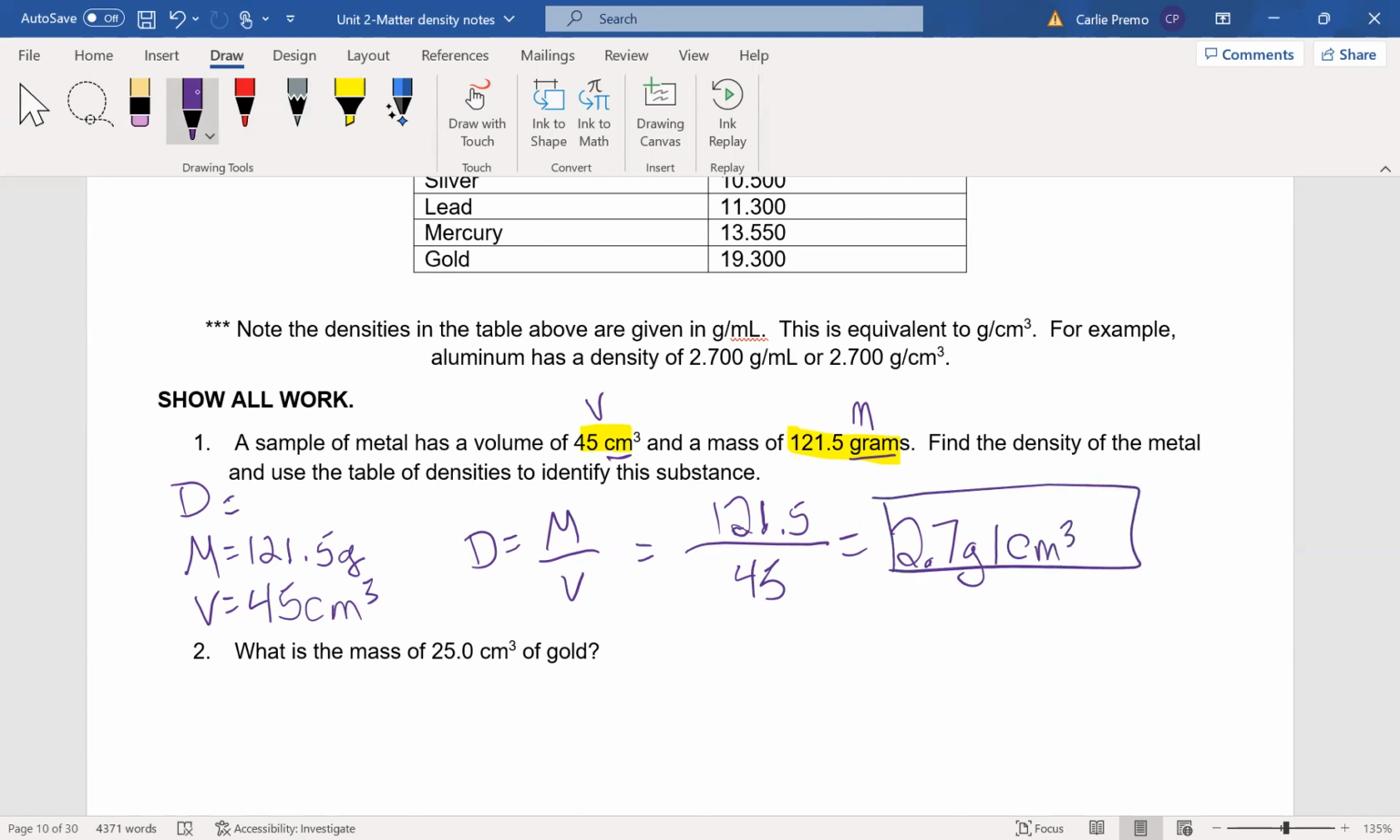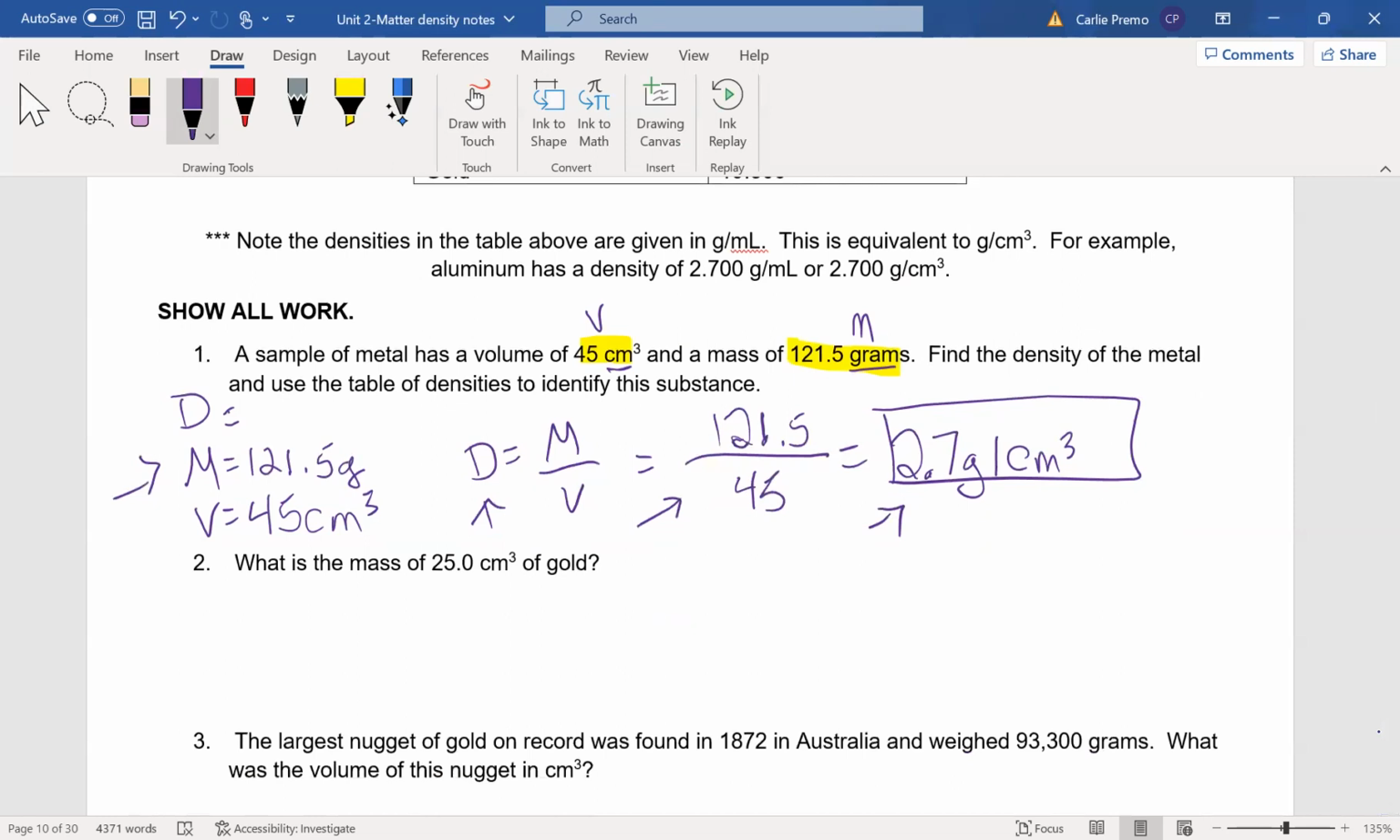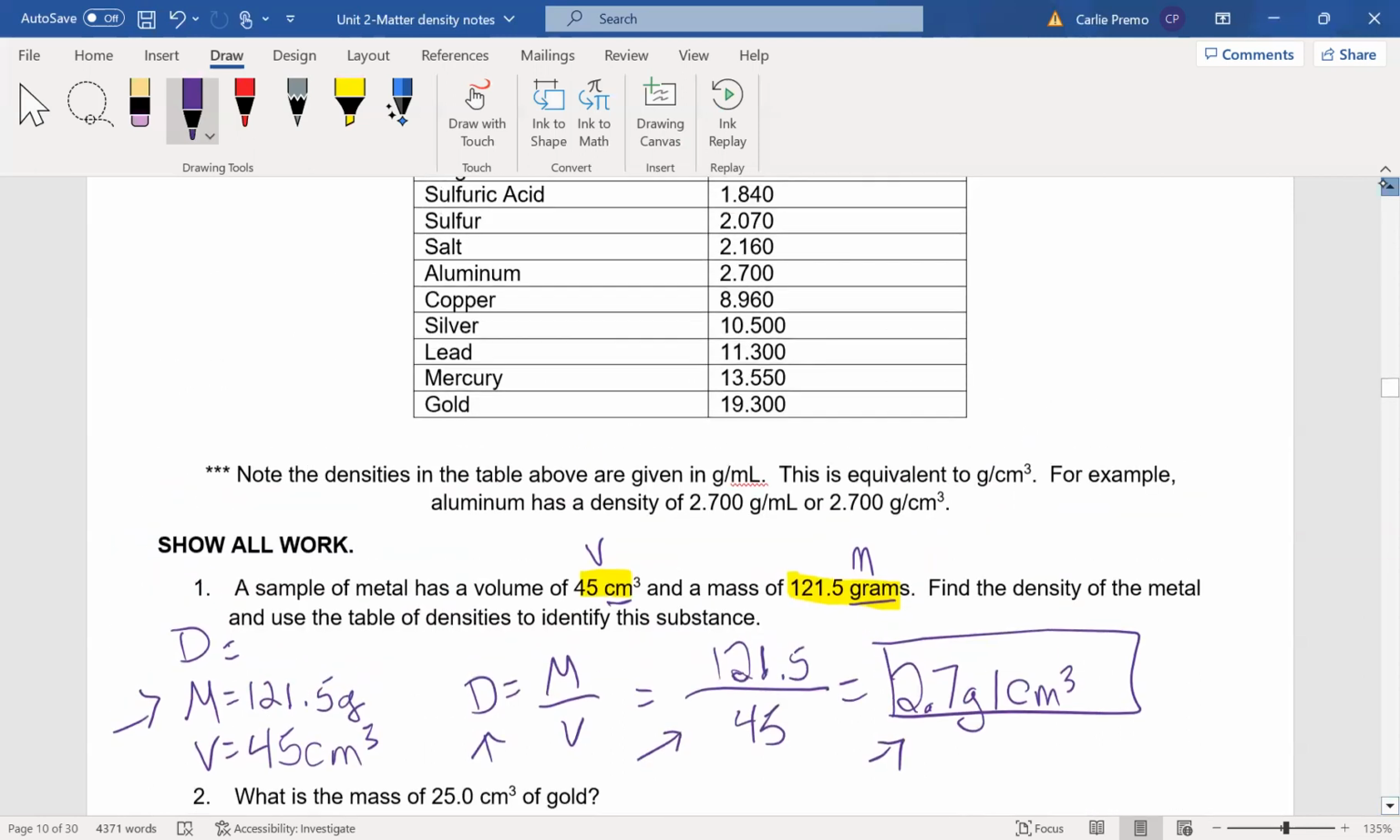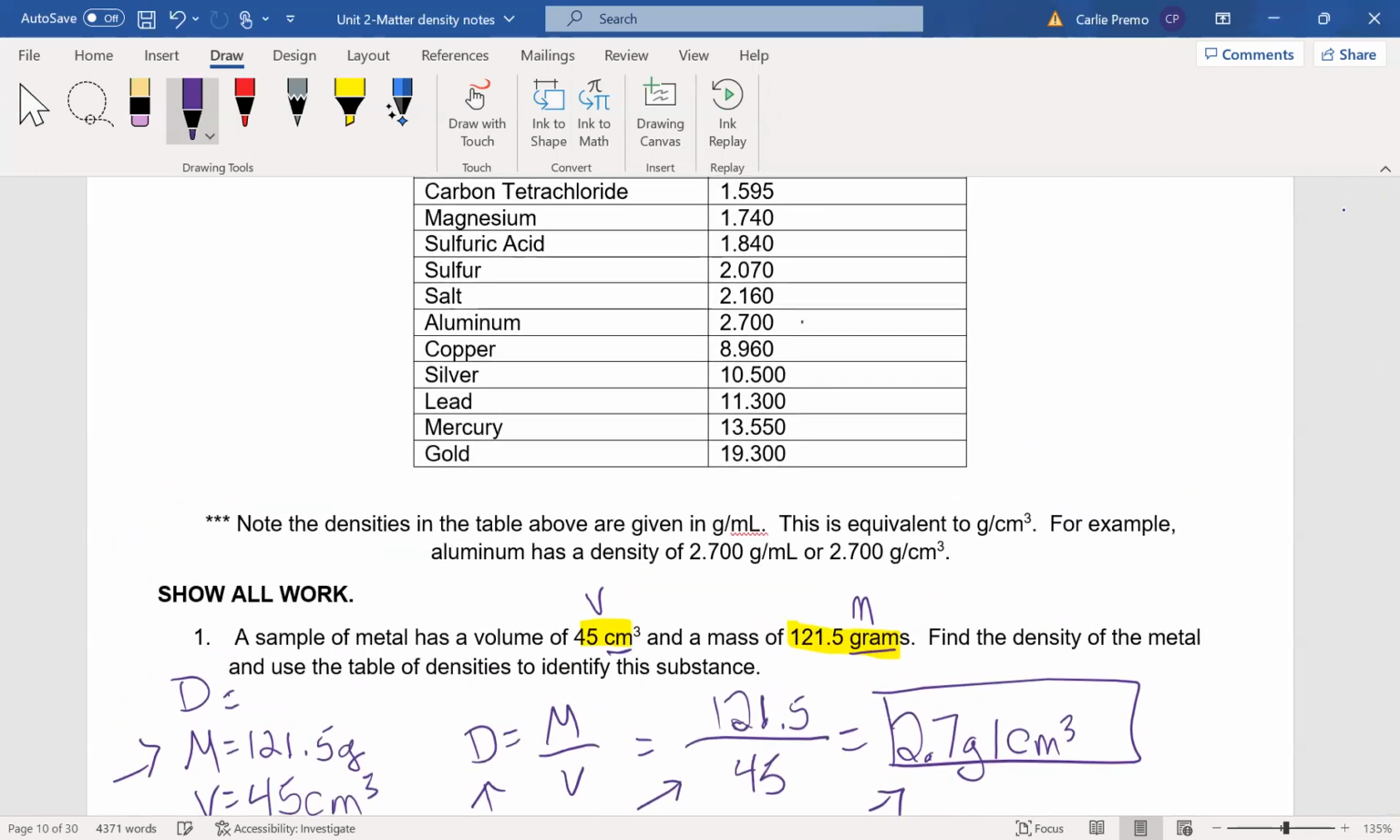Okay, so ideally you give me all 4 of these, but at the very least, I need this amount of work, D equal to what you're plugging in your calculator, and then the answer. Okay, going on to the next one. Oh, we have to identify them all. My bad. So looking up 2.7, if we can see here, is aluminum.